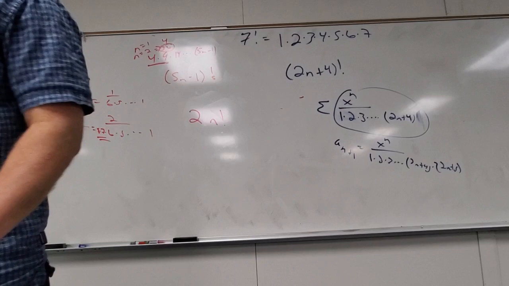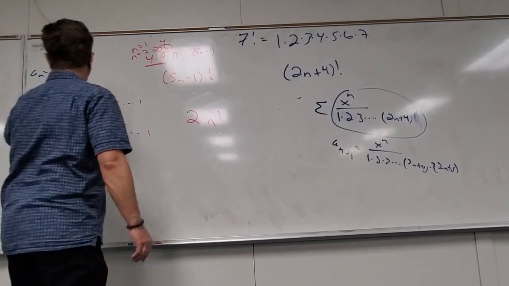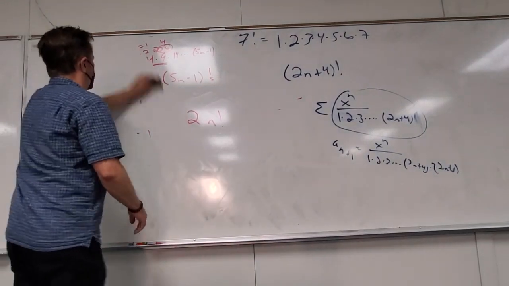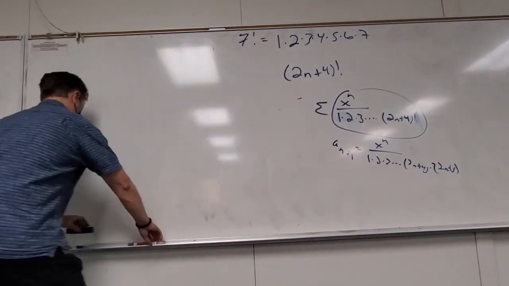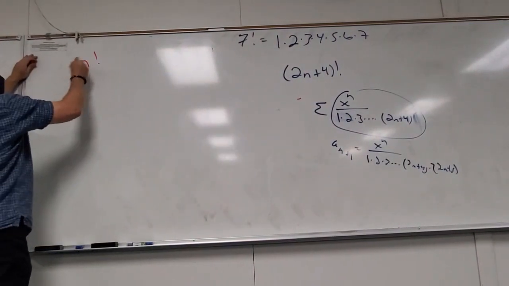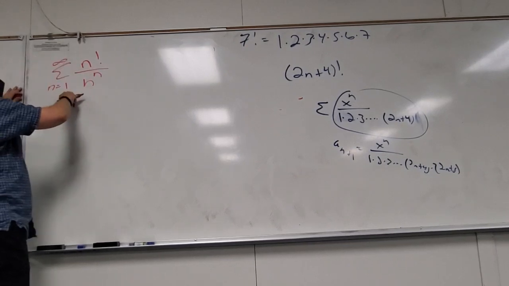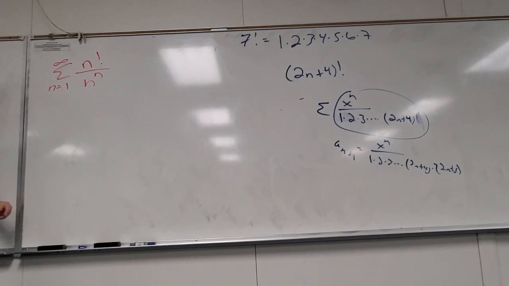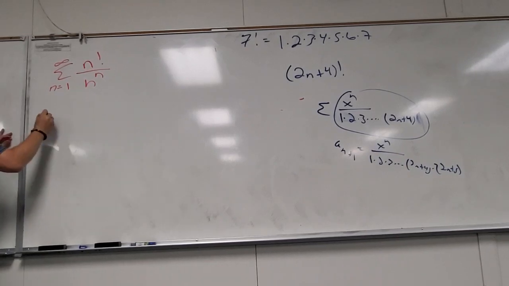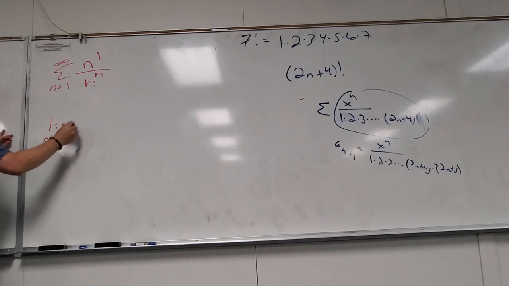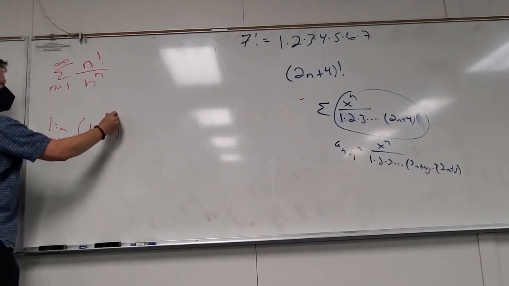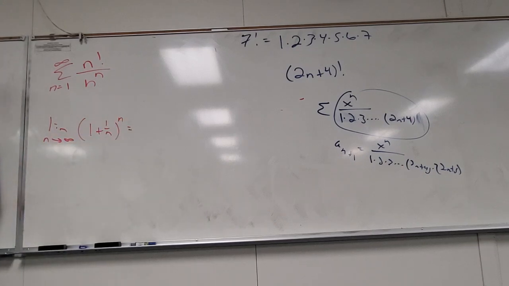N factorial over n to the n for doing the ratio test. Yes. Okay. Start at 1? Okay, thank God. Can you guys remind me, did we talk about this? Anybody remember what this was? You guys remember what that was? Yes. This is E. Okay.